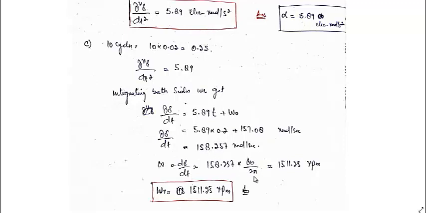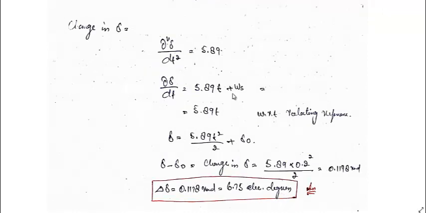So omega, which is d delta by dt, is equal to 158.257 multiplied by, when we convert it into rpm, we have to multiply it by 60, that's per minute, and divide it by 2 pi, so it gets converted into revolutions. So it comes out to be equal to 1115.25.